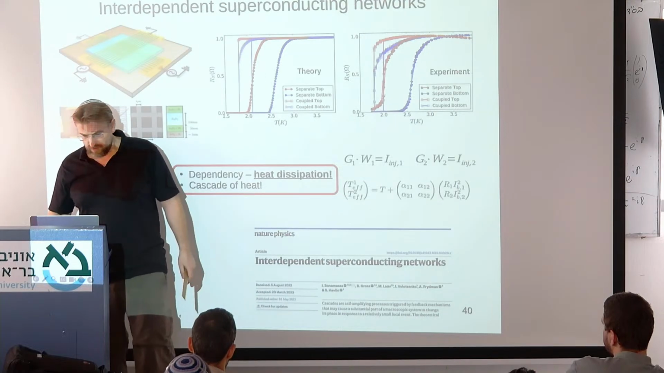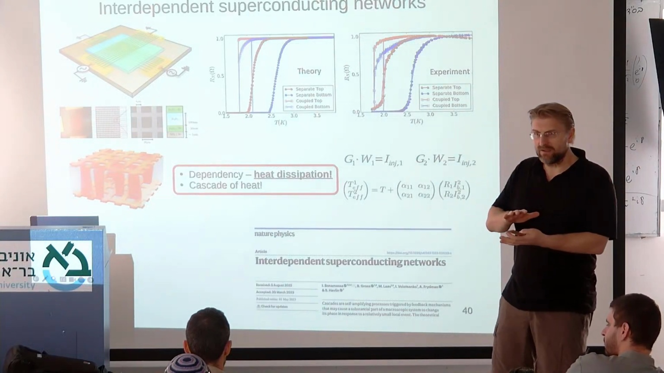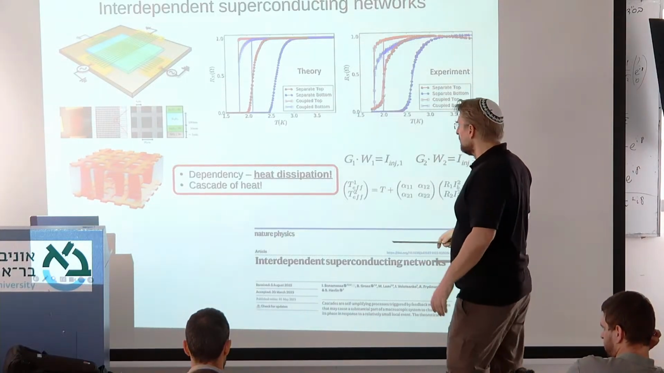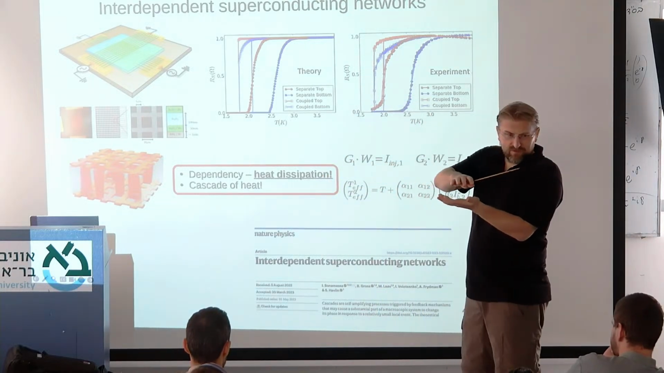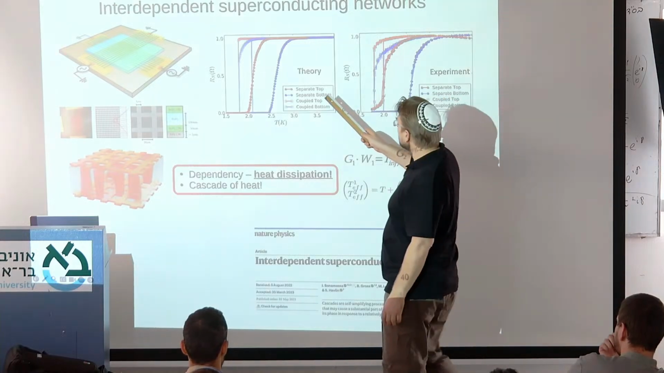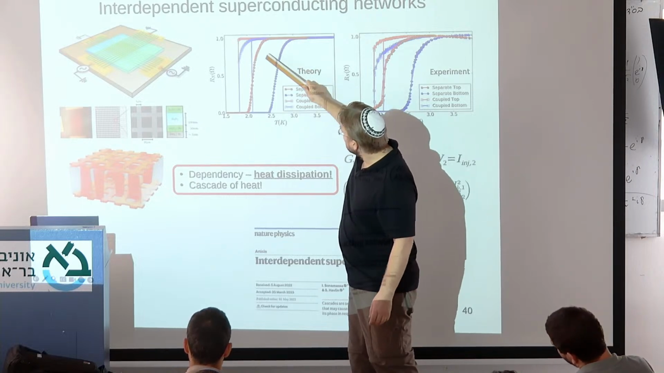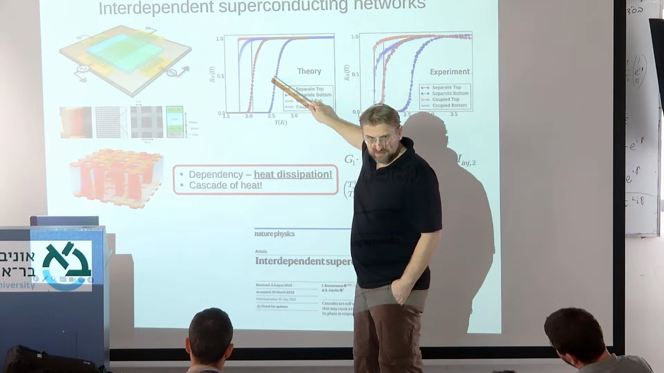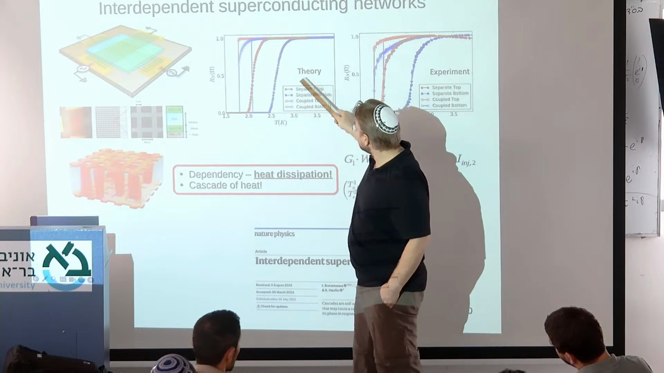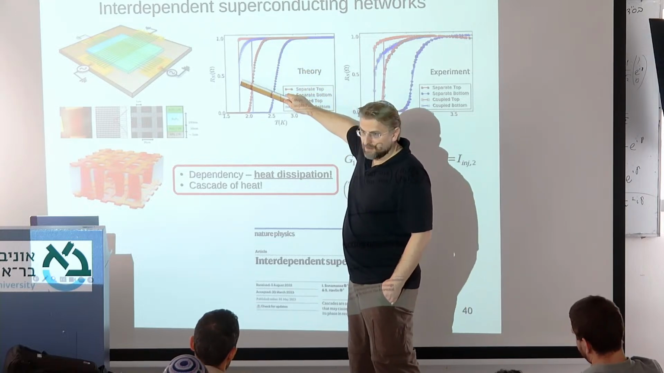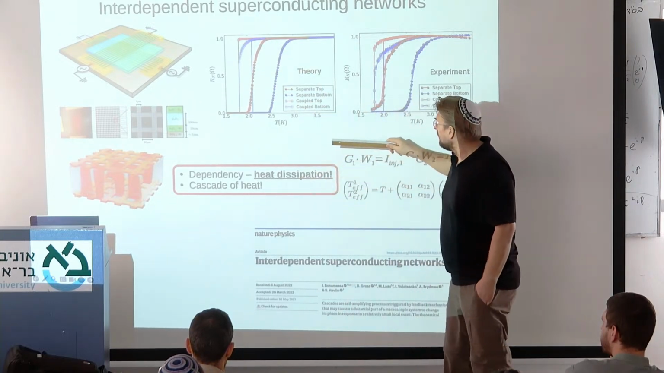But now you couple them. You do interconnected networks, interdependent networks. You couple them by some heat exchange between the two superconductors, and then the theory would say, so these are the old curves, how it would look independently, second order phase transition. And now you combine them. This is the theory. It says first order phase transition. This is what the theory predicts, and then you measure this.